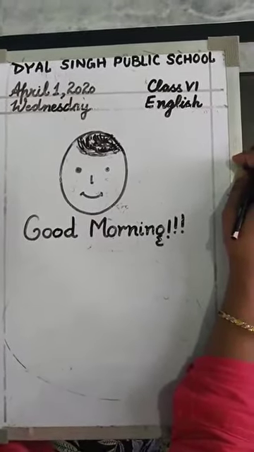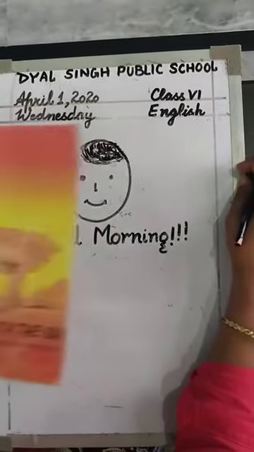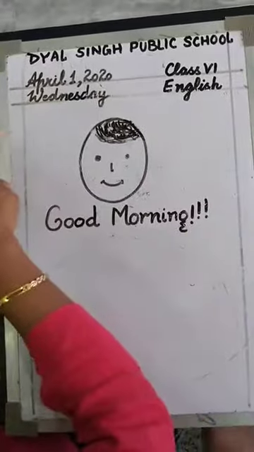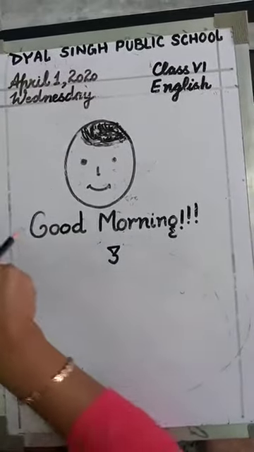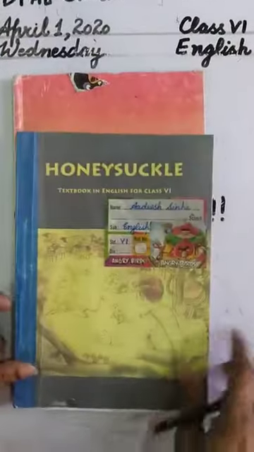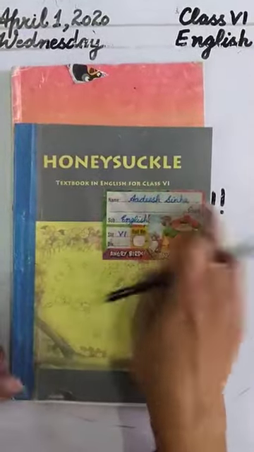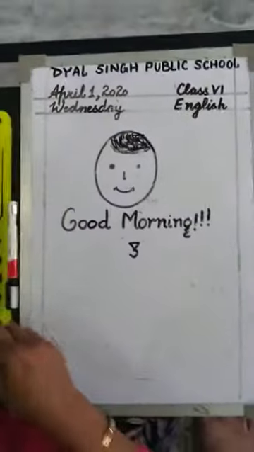Before we take up any lesson, let me introduce you to your books. In English, you have 3 books, right? They are the supplementary reader, A Pact with the Sun, the main course book, Honeysuckle, and the third one is your grammar book, which I don't have.